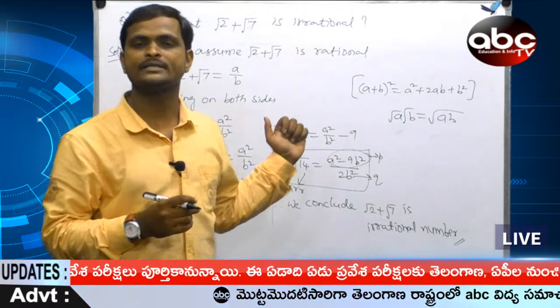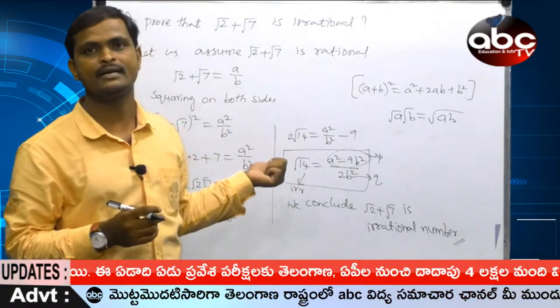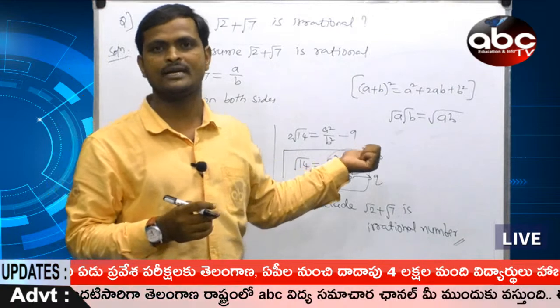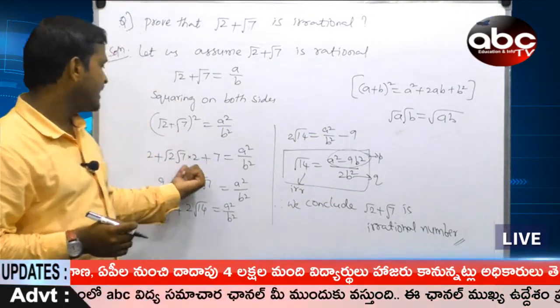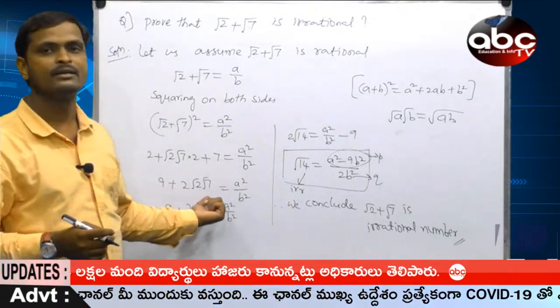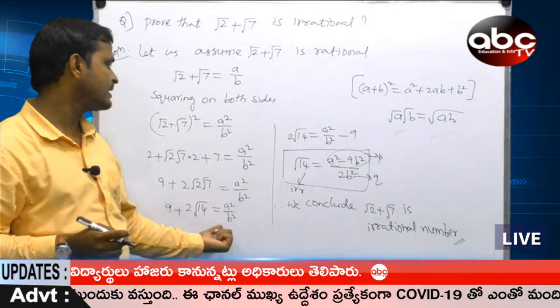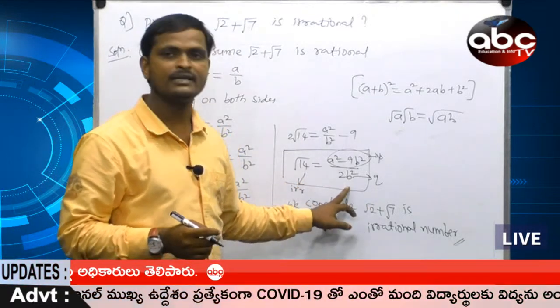Then root 2 plus root 7 is equal to a by b. Now squaring on both sides, by using the (a plus b) whole square identity, you can expand it. Then 2 plus 2ab plus b square is a square by b square. Then 9 plus root 2 root 14 is a square. Then here irrational is equal to rational.